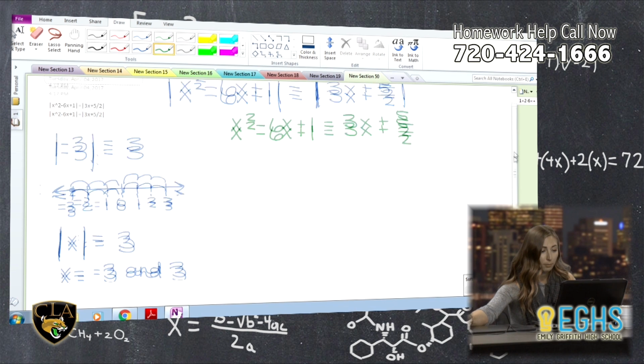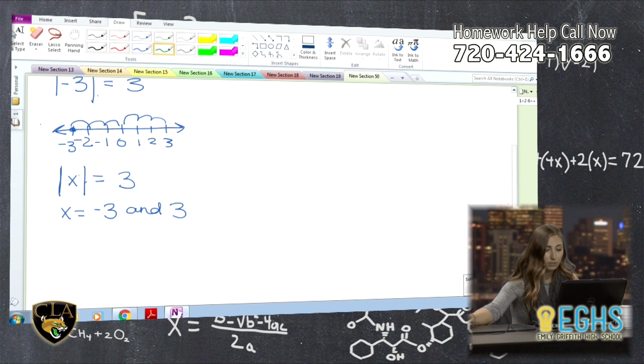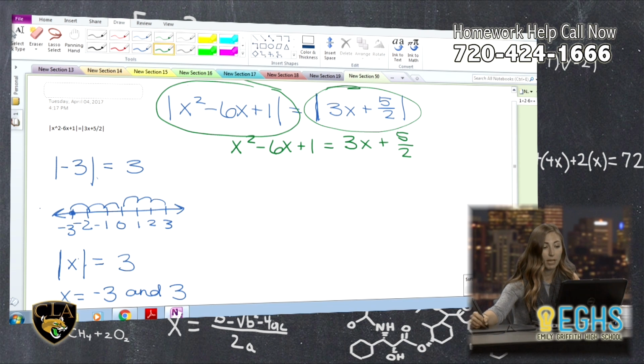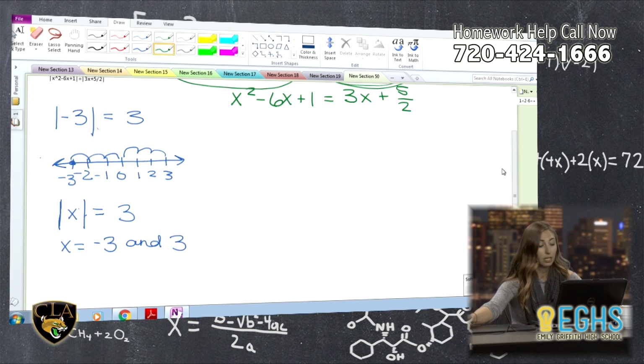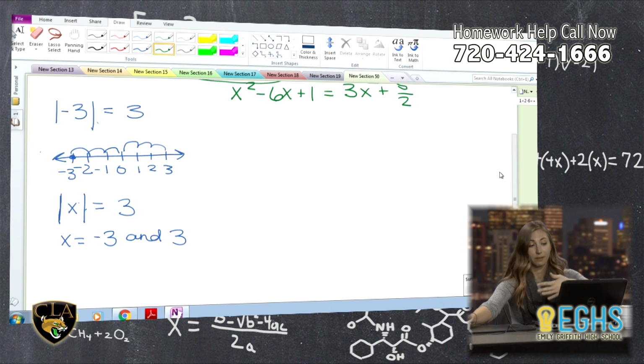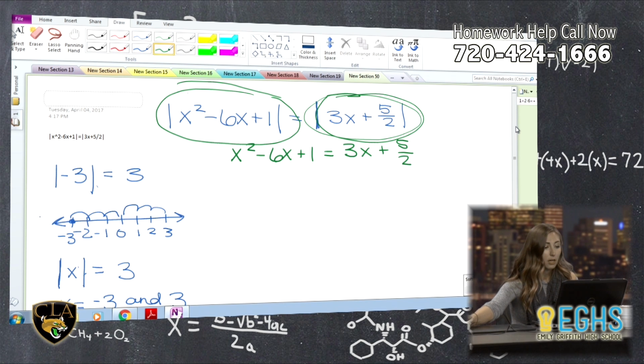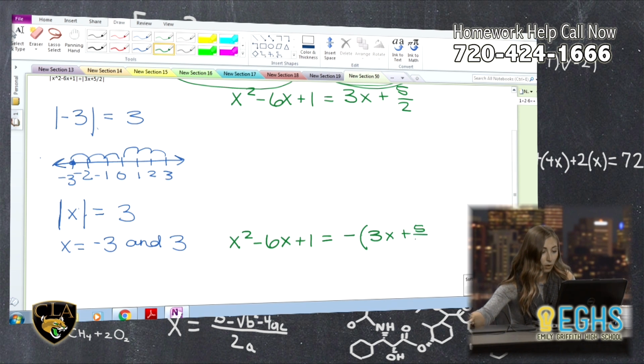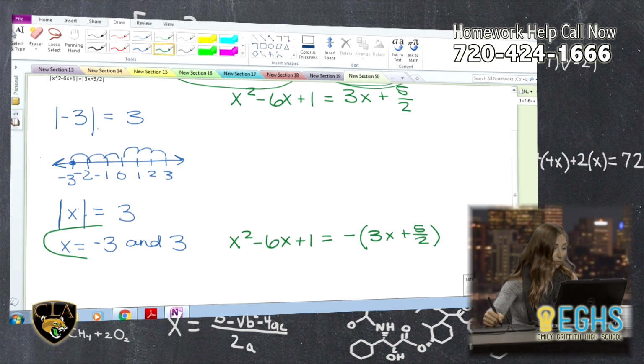The other situation, and I'm going to leave myself some space here, is that I need to consider that the absolute value of my first expression is going to equal the opposite of this. So make this negative as well, just like my 3 and -3 scenario. It equaled 3, but then it also equaled the opposite of 3. So I have to consider both situations. I'm going to leave some space down here. x squared minus 6x plus 1 is equal to, and I'm going to negate everything on this side. So do the opposite of that. Again, this is just like what I did over here.